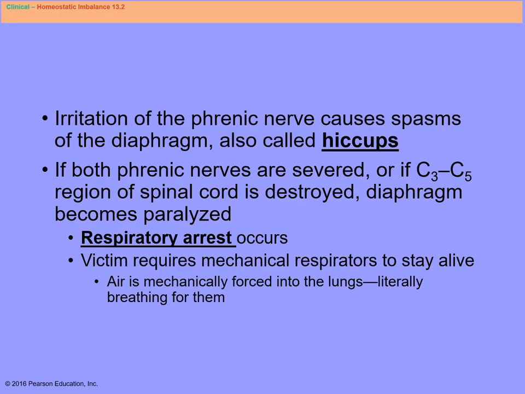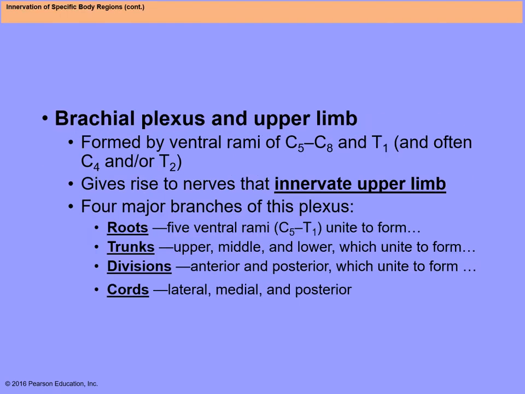If both of the phrenic nerves are severed, or if you have damage in the C3 to C5 area of the spinal cord, then that diaphragm will become paralyzed. Now, if it's just one of the phrenic nerves, then you could still breathe okay. But because remember how you have several nerves innervating, it's C3 through C5. If all of those are damaged, then yes, the diaphragm is going to become paralyzed. What happens then? You stop breathing. The only way you're going to be able to stay alive is to be on a respirator, where the machine has to breathe for you.